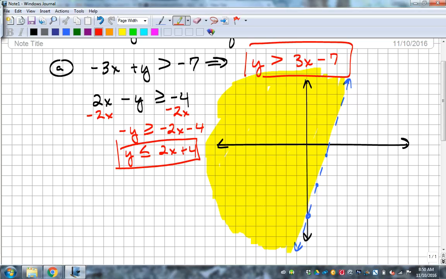We go to positive 4 on the y-axis, and then it's got a positive 2 slope. Dotted or solid line? Solid. Solid because it's got an equal to mark. And then shading. Is 0 less than 4? Yes. So I would shade the side that 0, 0 is on because it's true.